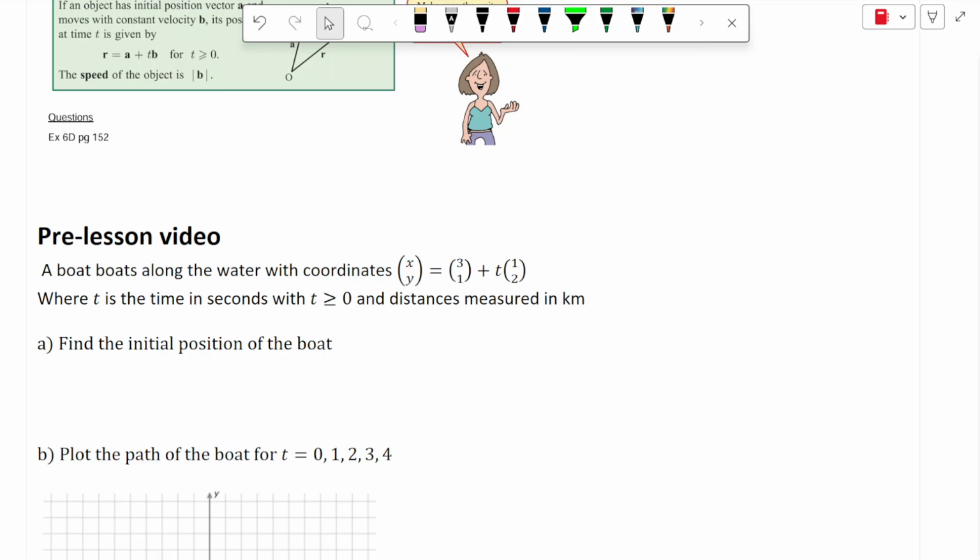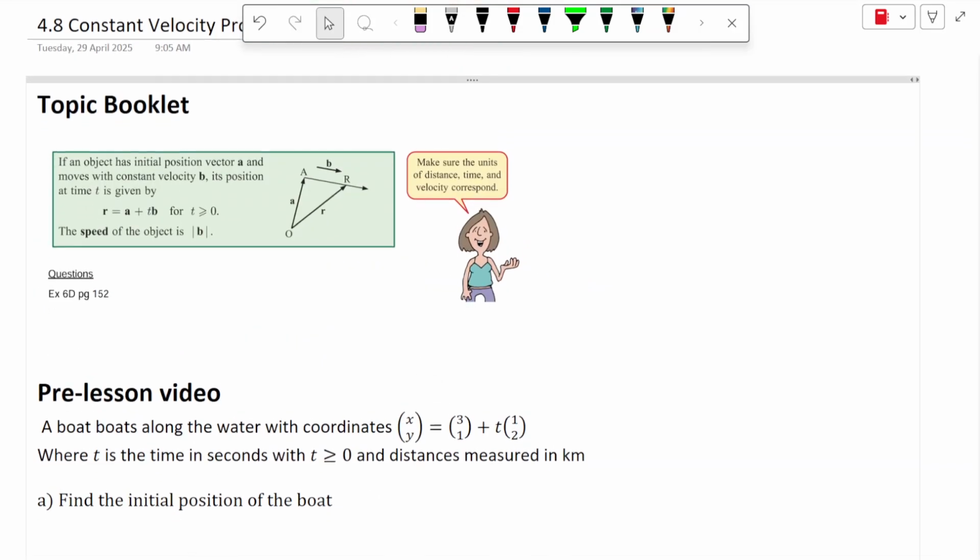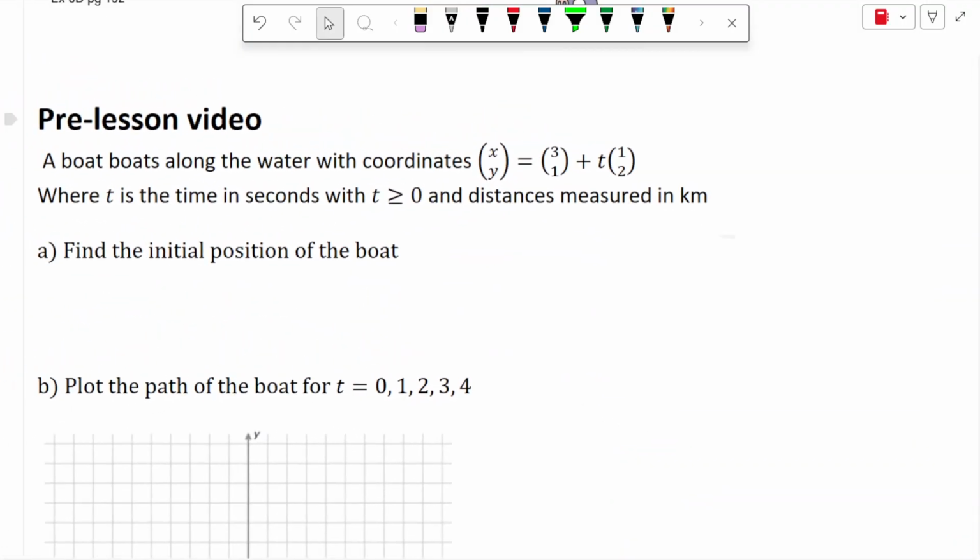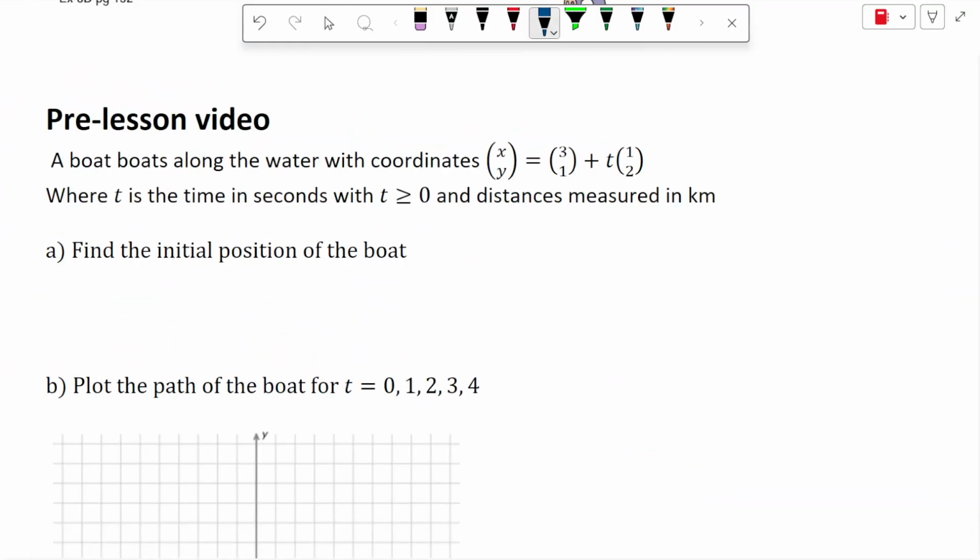This topic is called constant velocity problems, and essentially it's just applied straight lines. So we tend to use the letter t rather than lambda, but they both do the same thing. We're looking at this boat, it's boating along the water, find the initial position. So at t equals 0, that would be the initial position. x, y is going to be 3, 1 plus 0 lots of 1, 2. So that just gives you 3, 1.